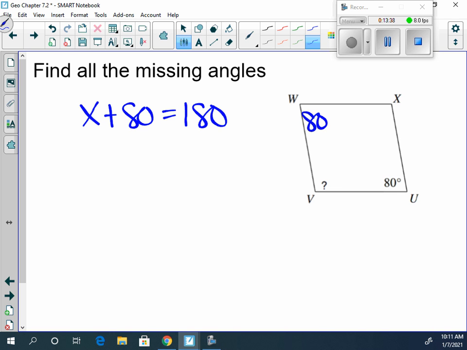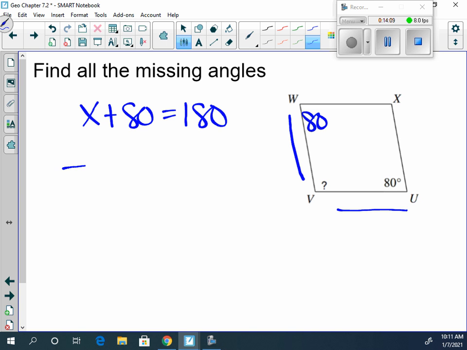So angle V plus, what did we use? Angle W or angle U? It doesn't matter, because V and U, these here are consecutive angles, yes? So they add together to be 180. W and V are supplementary angles. They add together to be 180, yes? So either way I go, I'm getting the same angle.